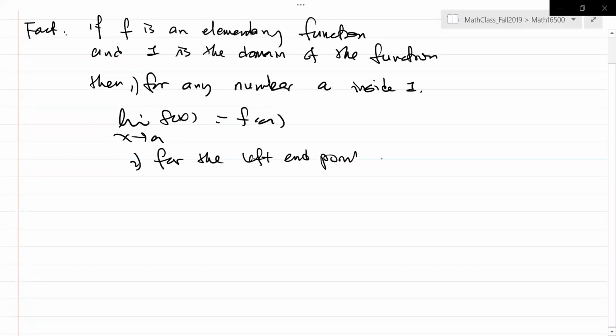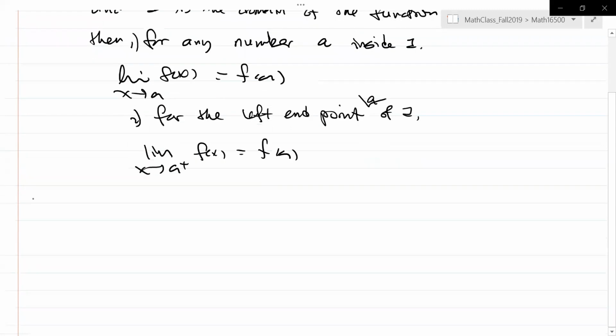Now, if the number a is the left endpoint of the interval, but still is part of the interval, so the interval could be closed, then you can only talk about the right-hand limit as x approaches a from the positive side. Then still the limit exists and is going to be the value of the function at that number, okay?